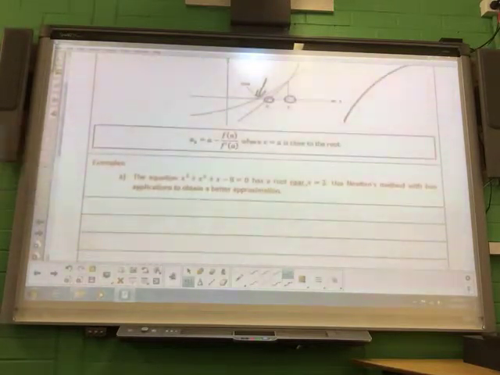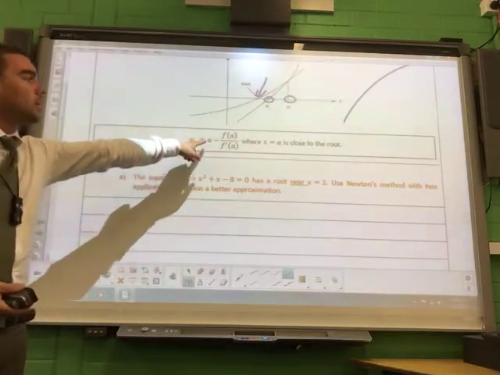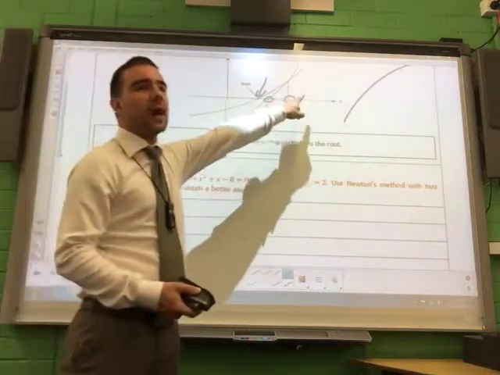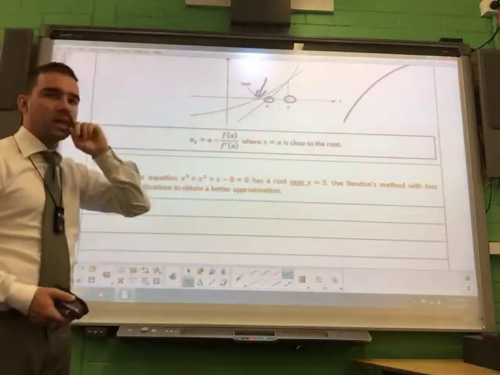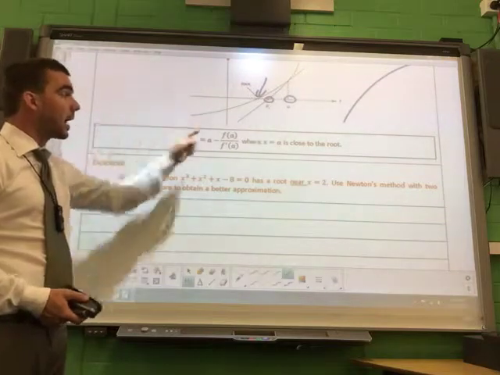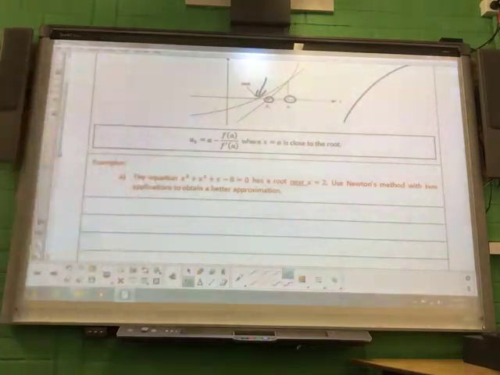So your formulas here involve differentiation, because the derivative gives us the gradient of the tangent. The next approximation, A1, is the current approximation, whatever the value for A is, take away the function at A over the first derivative at A, where x equals A is close to the root.